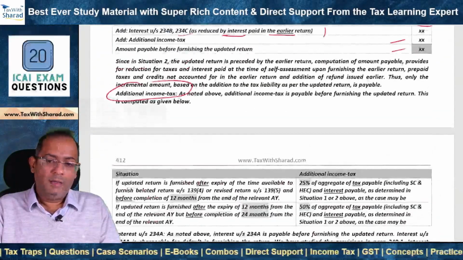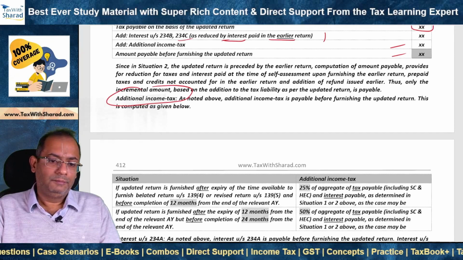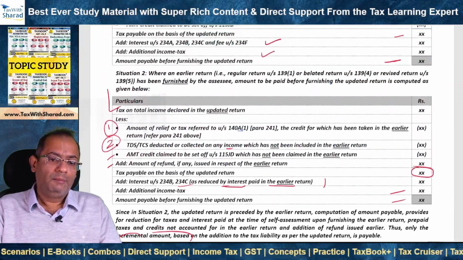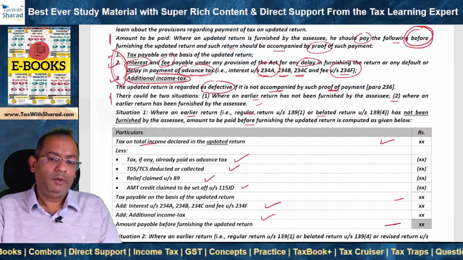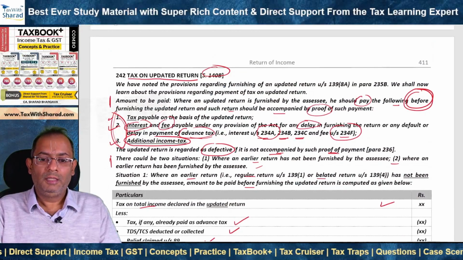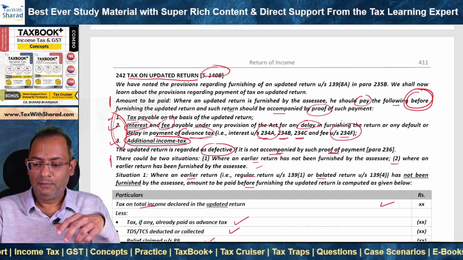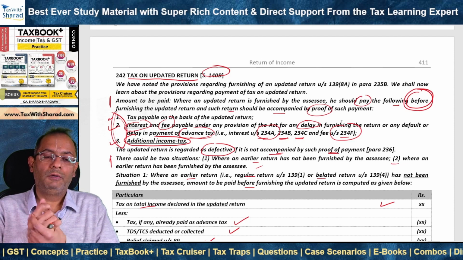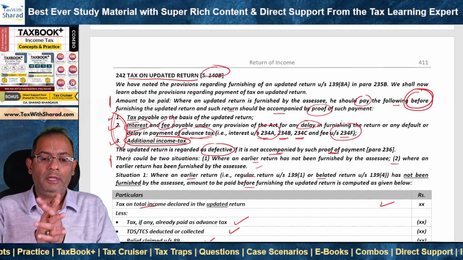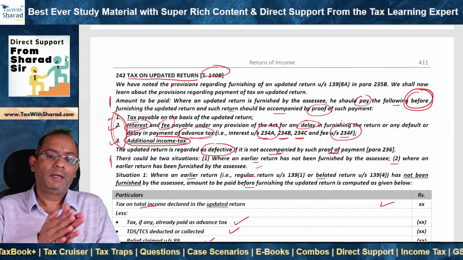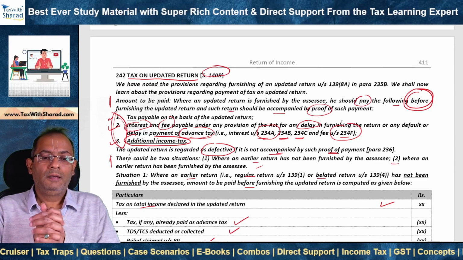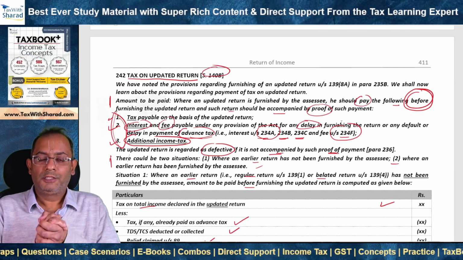So with this, we end our discussion on the provisions for updated return. In part 1 of the video, we discussed the provisions of section 139(8)(a) regarding the basic provisions and the features for furnishing of updated return. And in this video, we have now discussed the provisions regarding tax on updated return, which are contained in section 140B.